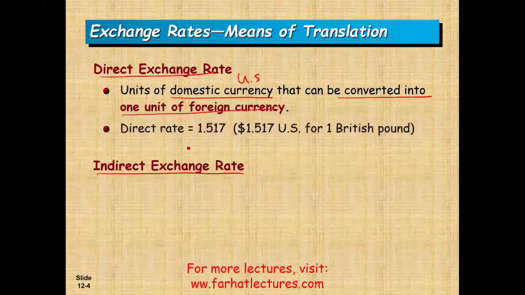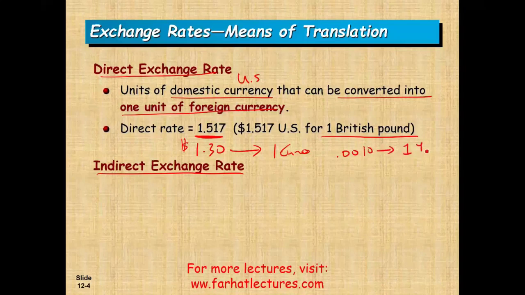For example, we could say the direct rate is $1.51 for 1 British pound. Simply put, you need $1.51 to buy 1 British pound. Or you might say, for example, for a euro, $1.30 for a euro. So you need $1.30 to buy 1 euro. This is the direct exchange rate: how much of your currency buys one unit of another currency. Okay, for example, you might need only $0.0010 to buy 1 yen.